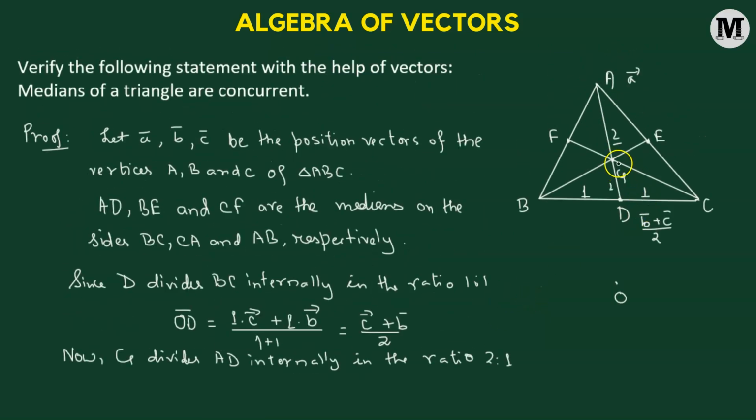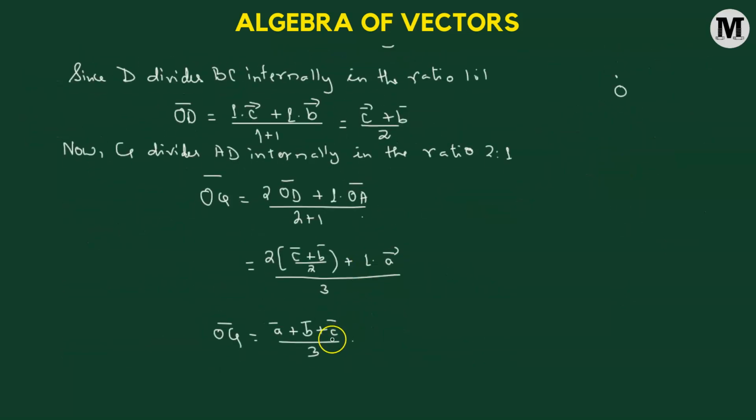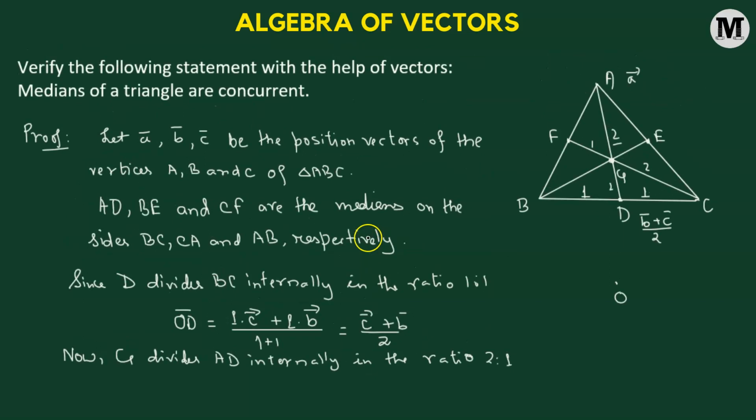Similarly, if we consider the median CF, where G is also dividing it in the ratio 2:1, we can show that G has the same position vector, (A vector plus B vector plus C vector) over 3. And when we take the median BE, again we can say that the position vector of G is also given by (A vector plus B vector plus C vector) whole divided by 3. So this proves that the medians of a triangle ABC are concurrent. That means they have a common centroid.